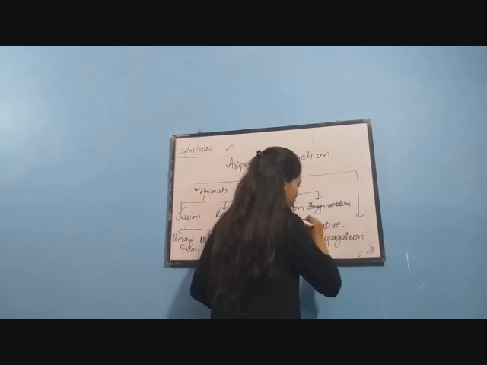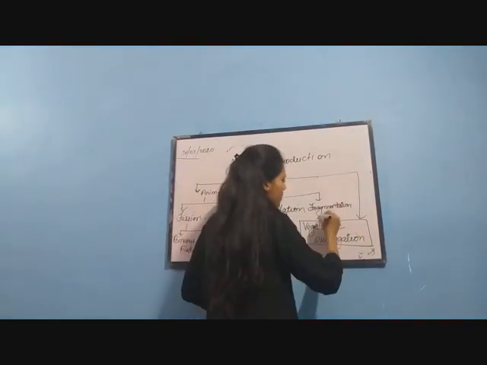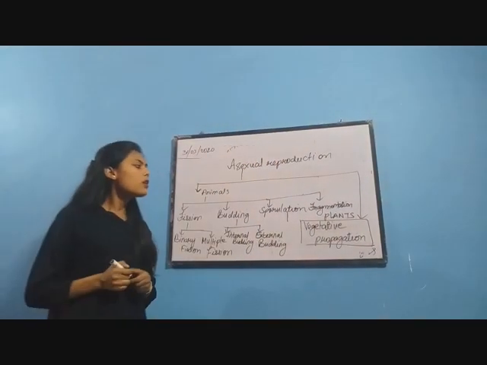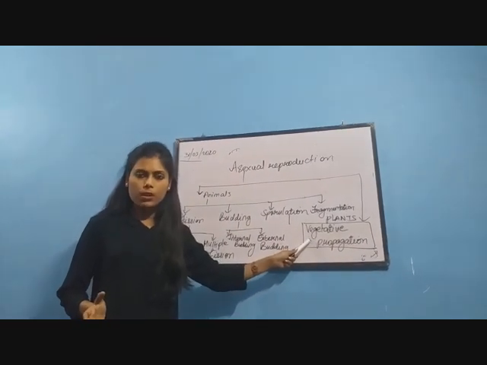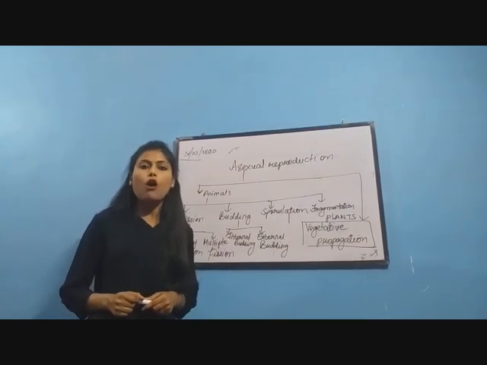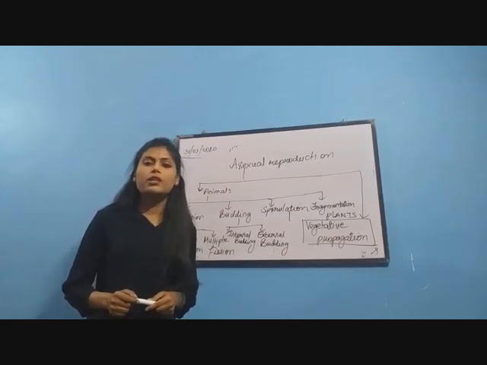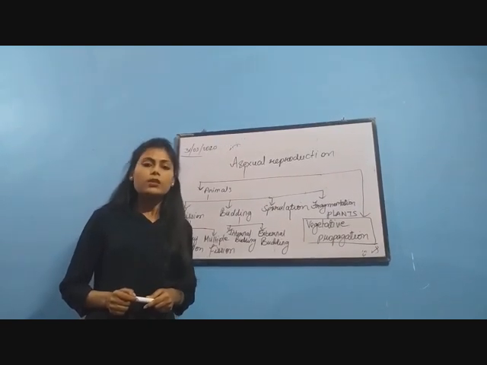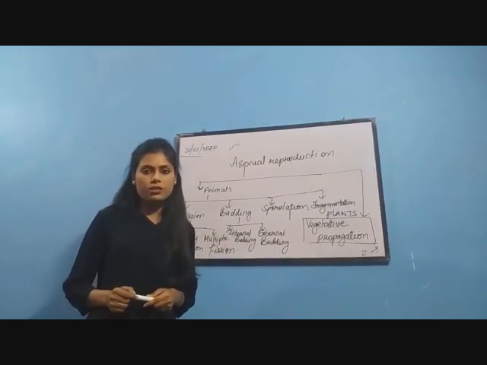Why do we call it vegetative propagation in the case of plants? Because here the plants are able to reproduce with the help of vegetative parts of the plants. What are the vegetative parts of the plants? It includes the roots, the stems and the leaves. That's why it is referred to as vegetative propagation.